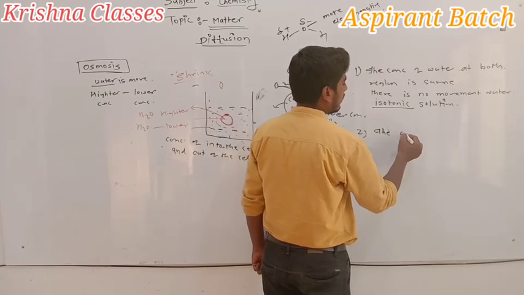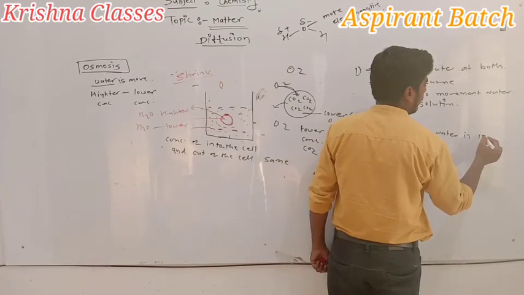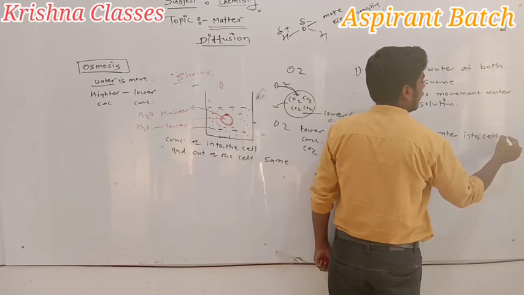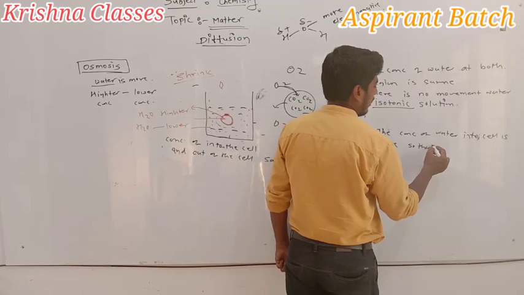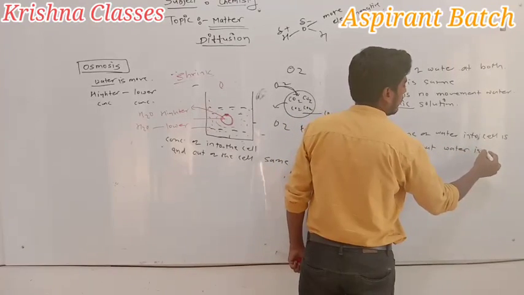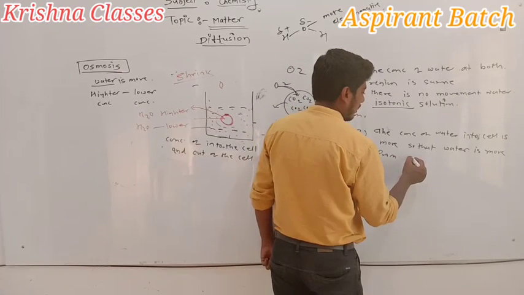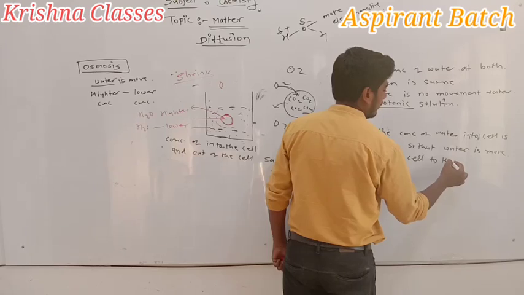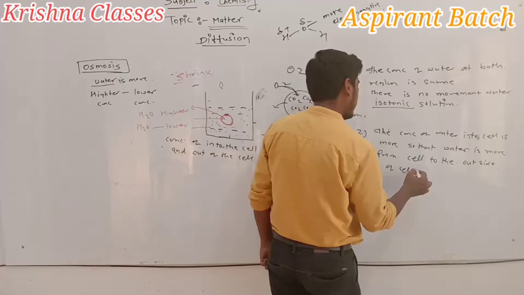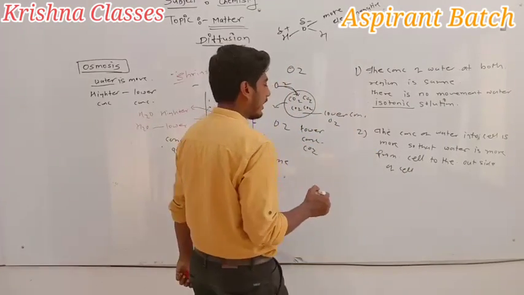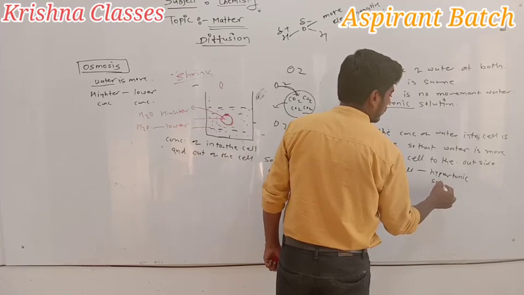We know that the concentration of water in the cell is more, so water moves from the cell to the outside of the cell, and such a process is called a hypertonic solution.